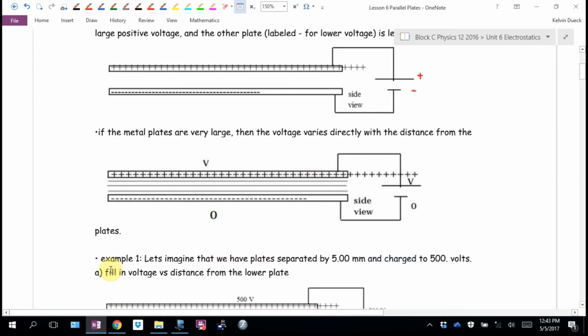If the plates are very large, and again, by very large, I don't mean the size of meter sticks, I mean relative to the charges, even 5 or 6 centimeters. Here's the beauty, worth underlining. The voltage varies directly with the distance from the plates. Say, what? It's easier with numbers. Okay?